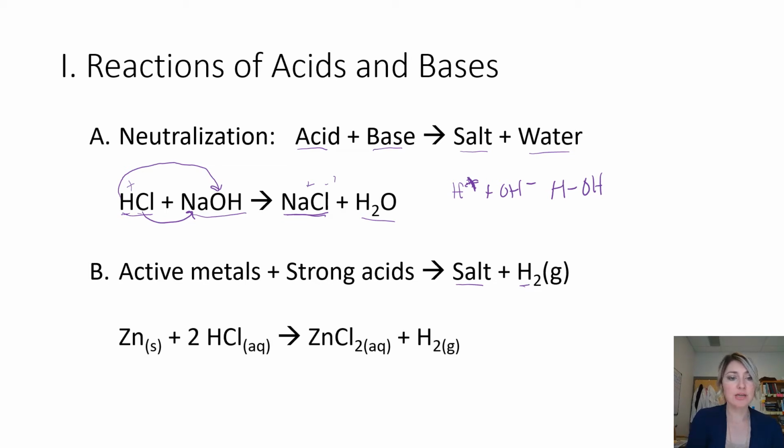All right, so here we have an active metal, zinc, and it is combining with a strong acid, one that would ionize or dissociate completely in water. We combine that with hydrochloric acid. Our anion is going to join with the metal cation to form zinc chloride, so that's a salt now, and we form hydrogen gas as well.